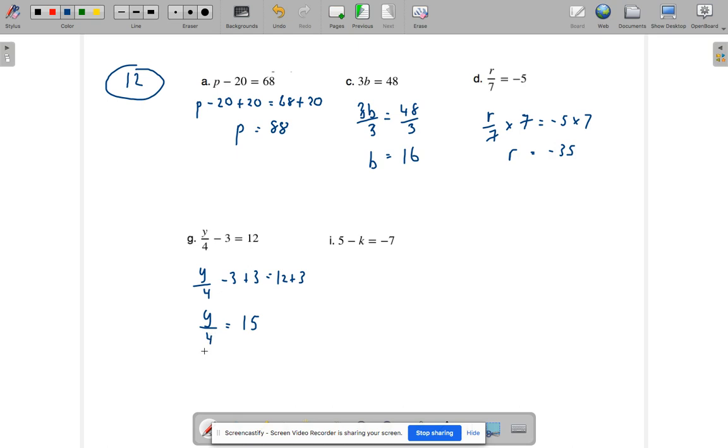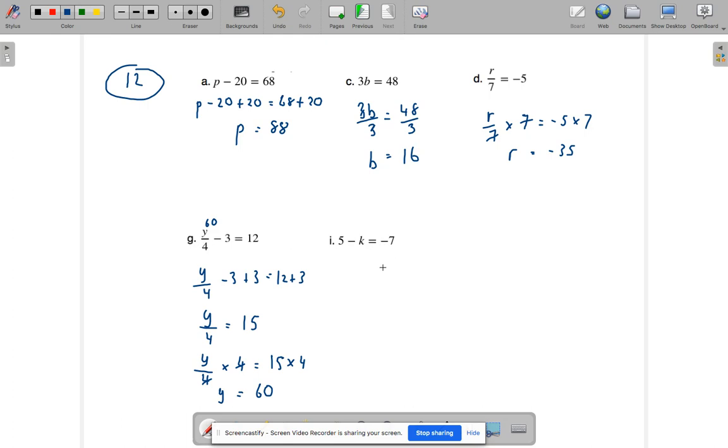Now I can get rid of the 4. Remembering from a previous question, to get rid of divide 4, the opposite operation is to multiply by 4. Whatever I do to one side of the equation, I've got to do to the other side. Times the left by 4, times the right by 4. Those two 4's then cancel. I'm left with y equals 15 times 4, which is 60. Now remember, you can always try out your answer back up here. If I put y equals 60 in there, 60 divided by 4 would be 15, minus 3 would be 12. So 60 is an answer that works out quite nicely there.